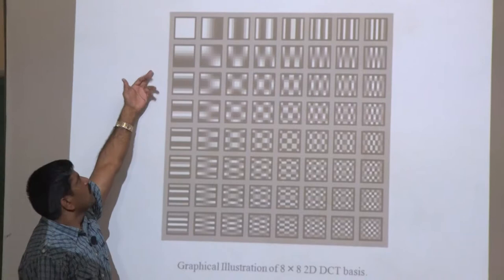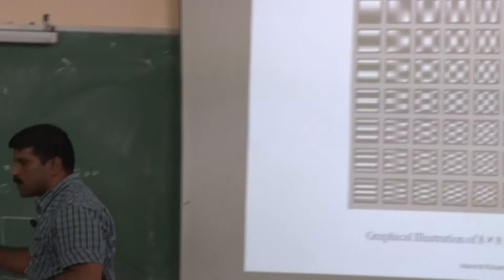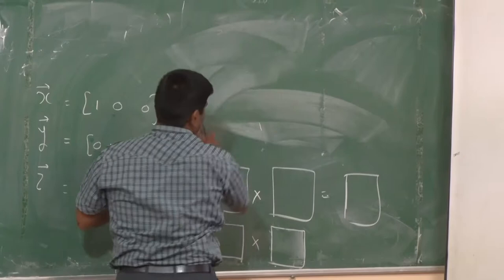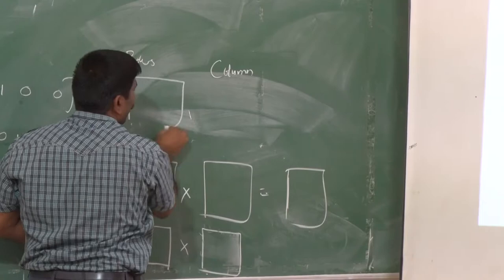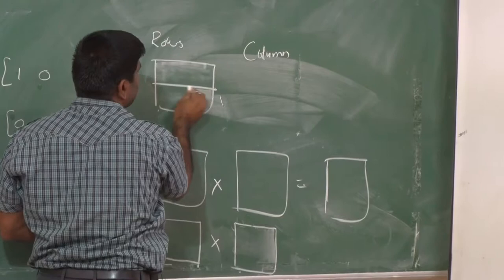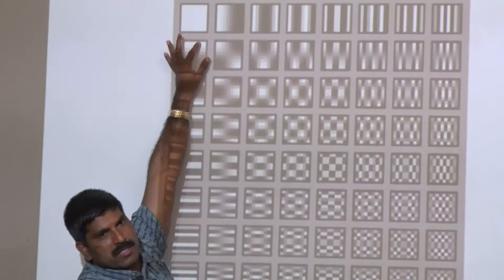So, in this row, your u equal to 1 means your basis function will be having, see, this is taking care of columns and this is taking care of rows. Now, here there are two rows. Suppose, for example, this is white and this is black. Now you have this black portion and this white portion.